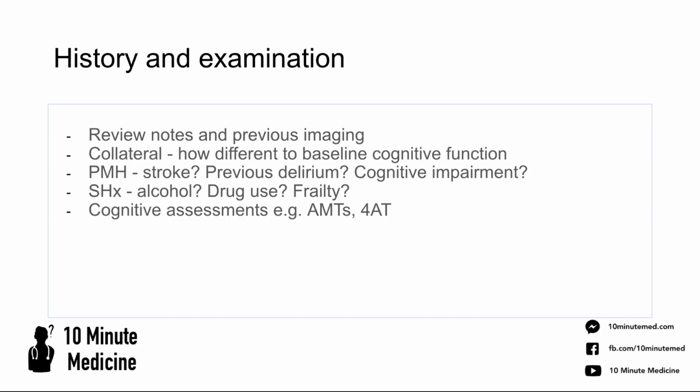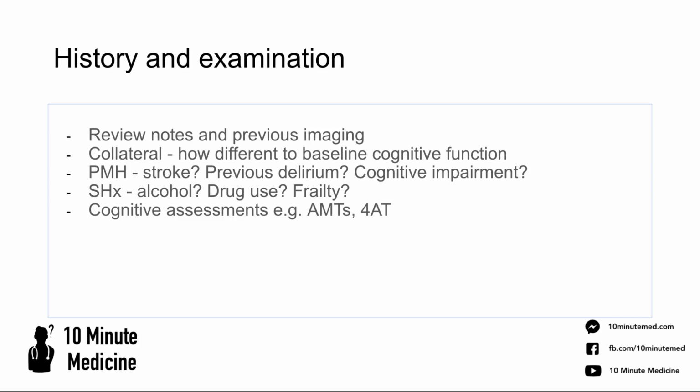And look at their social history. Particularly alcohol is important here. A lot of people can become delirious in hospital because they're actually in alcohol withdrawal. Look at what medications they use in the community, and is there evidence of illegal drug use, and are they frail? Frail people are more prone to get a delirium.